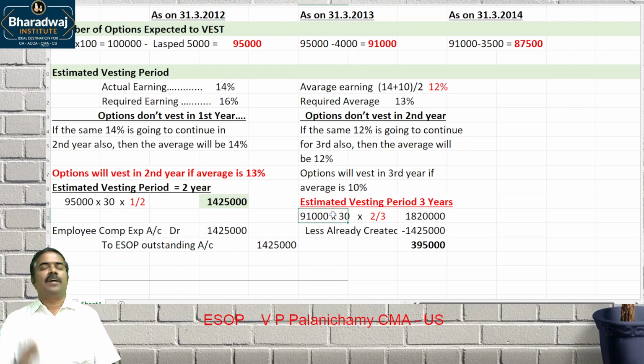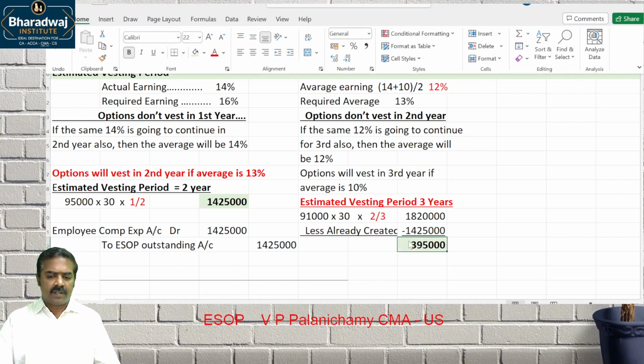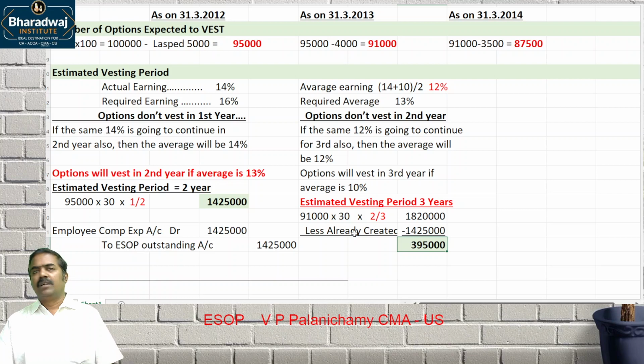Cumulatively, what is the time period over? 2 years out of 3 years over. So 2/3 should be recognized. Already this much of provision has been created. Balance you have to create this year. For this, you will pass a similar entry. What is the entry you will pass? 3,95,000.